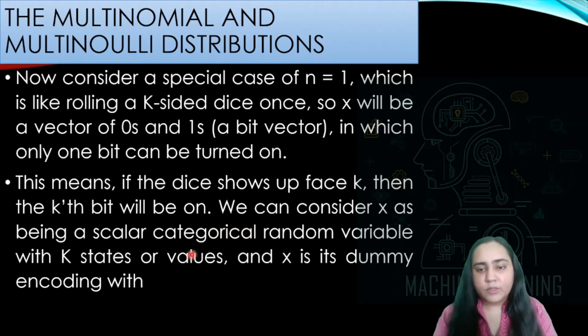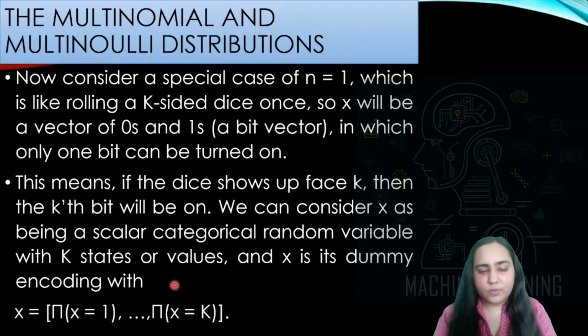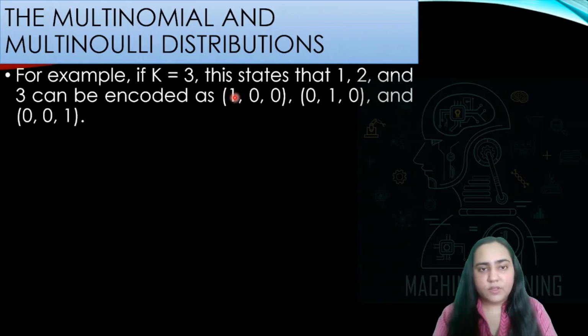So you can consider x as being a scalar categorical random variable with k states or values, and you can encode it in this manner. You can see here, this is an encoding of x. For example, if k is equal to 3, then 1, 2, and 3 can be encoded in this manner: 1, 0, 0, second one is 0, 1, 0, and 0, 0, 1. Suppose you have a die that has only 3 sides, then you are going to encode it in this manner.